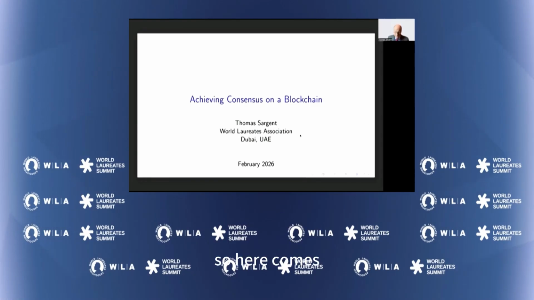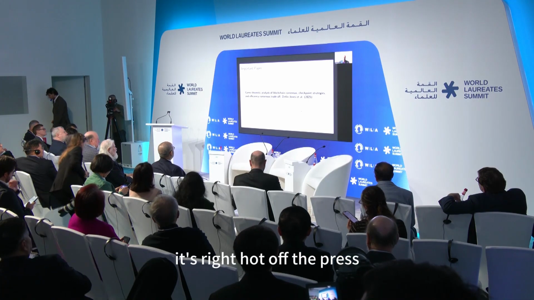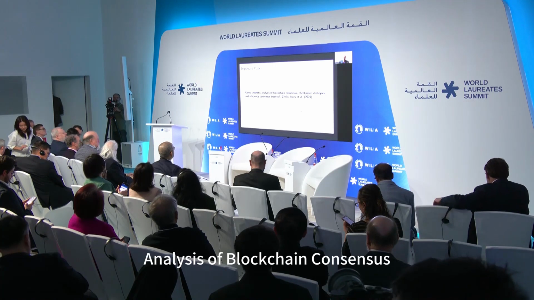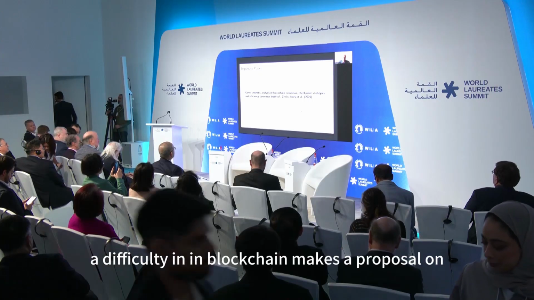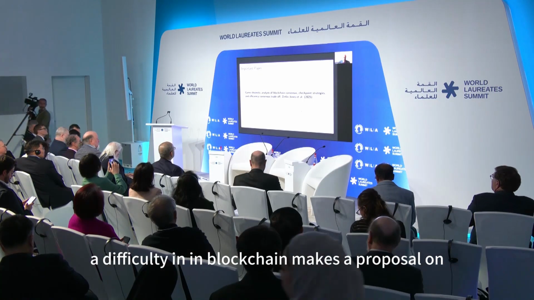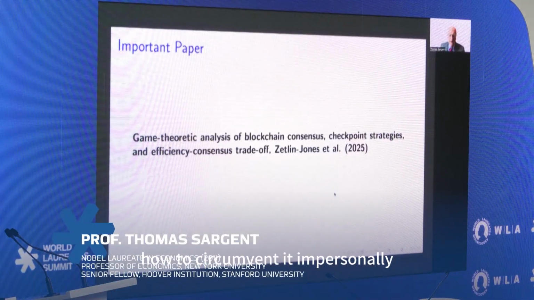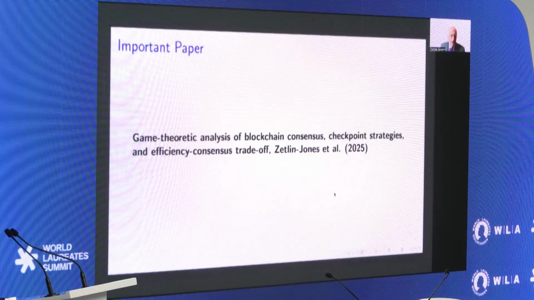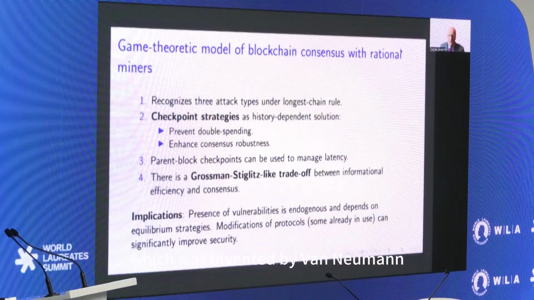So here goes. I'm going to talk about an important paper. It's hot off the press. It's being constructed. It's called "A Game Theoretic Analysis of Blockchain Consensus." It identifies a difficulty in blockchain and makes a proposal on how to circumvent it imperfectly, and it identifies a key problem. This is going to use game theory, which was invented by von Neumann.